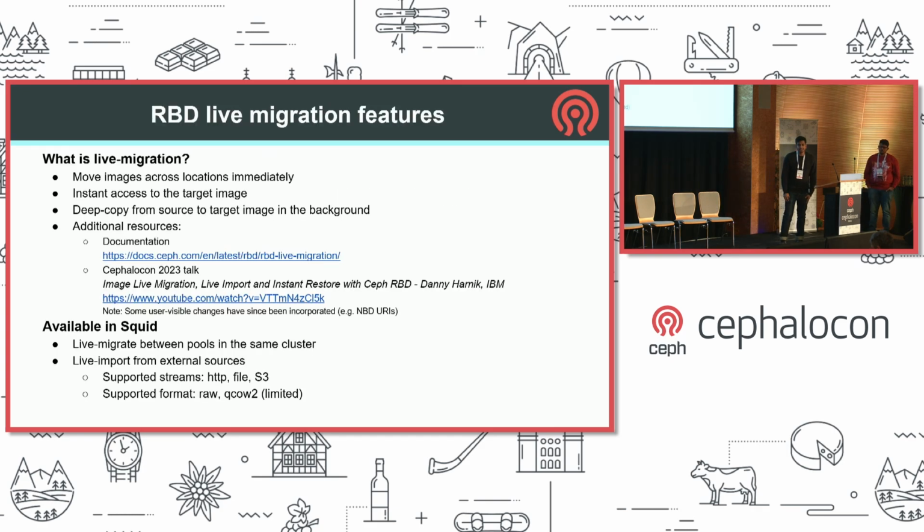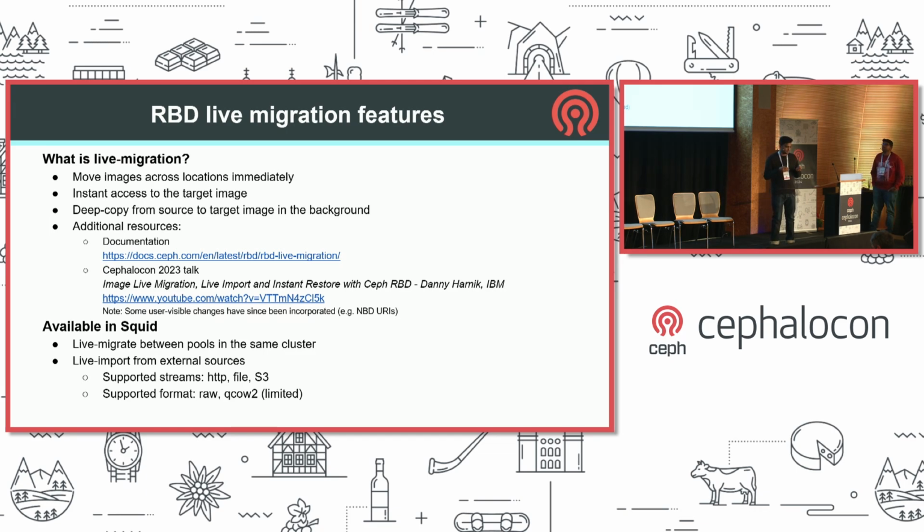So RBD has live migration that allows you to move images across locations almost immediately. So you have almost immediate access to the target image, while the source gets deep copied in the background.